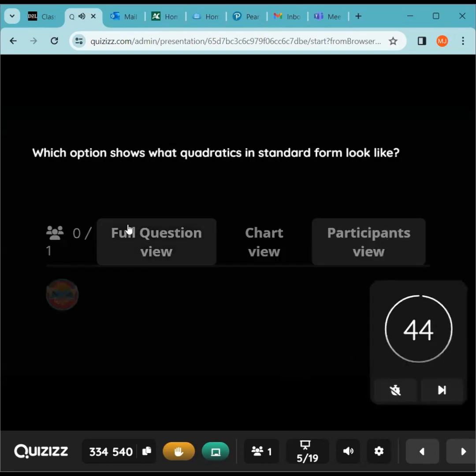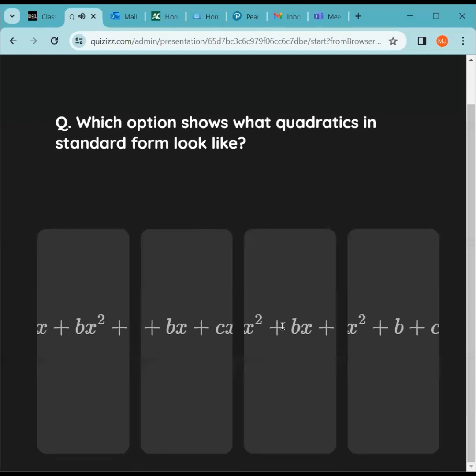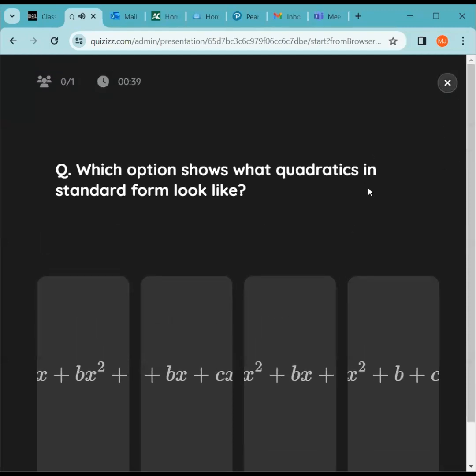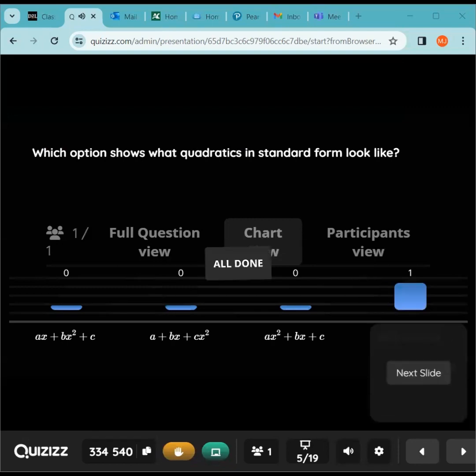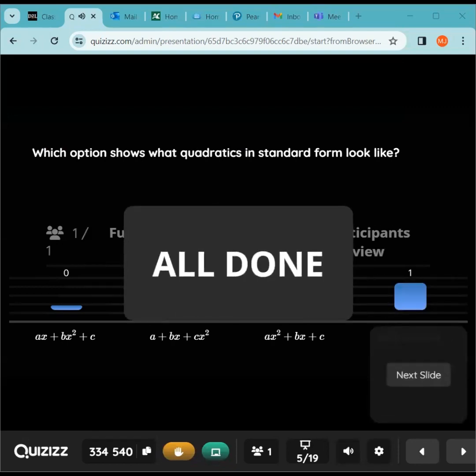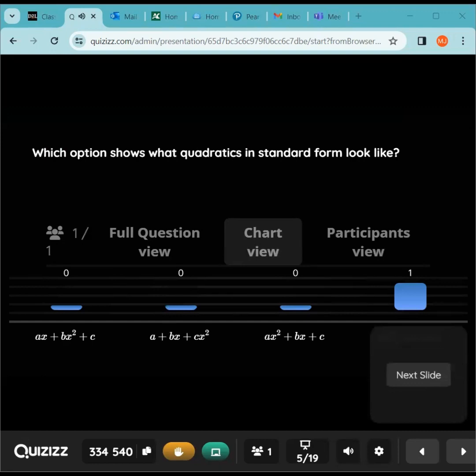Which option shows what quadratics in standard form look like? So which of these options would show that? So it would be ax squared plus bx plus c. That's the correct answer.